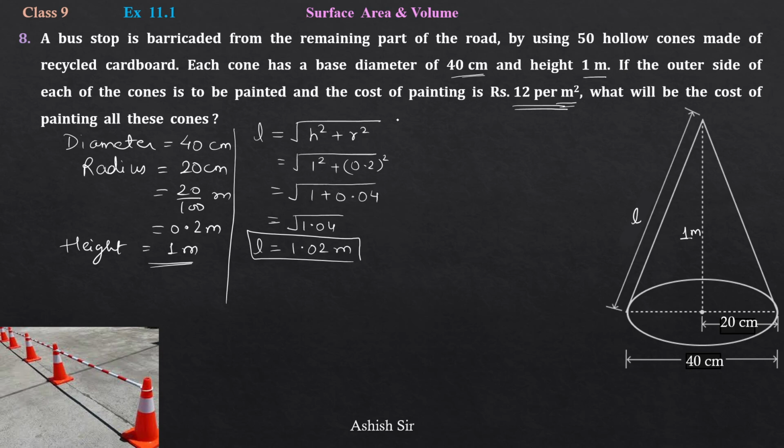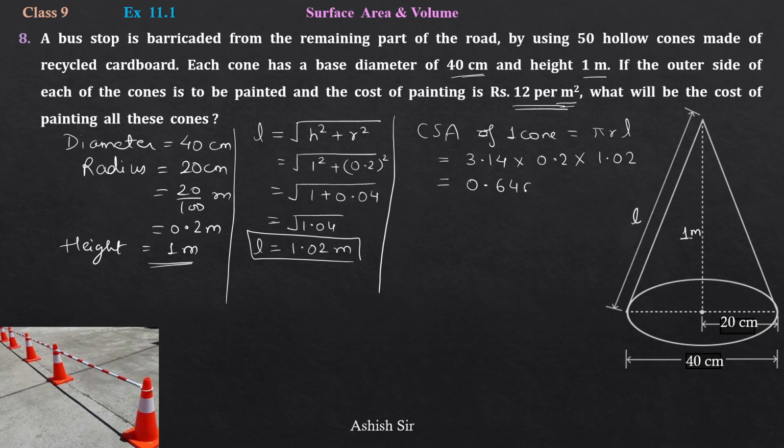Using this, we can find the cost of painting. Before finding the cost of painting, we need to find the CSA. Now we know that the CSA of one cone is given by the formula pi r l. So here we apply the value of pi as 3.14, radius 0.2 and l 1.02. After multiplying all these, we get 0.64056 meter square. This is the CSA of one cone.